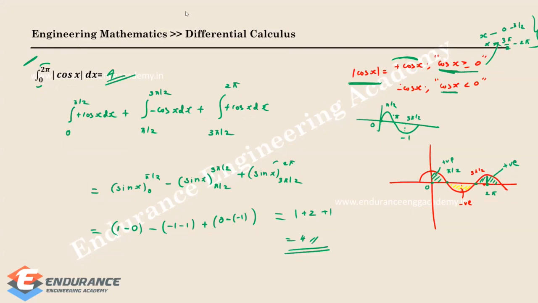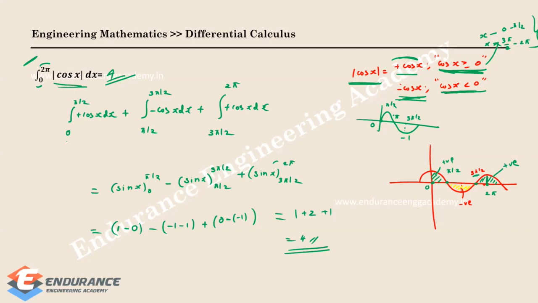See, I need to find out the modulus of cos x. The modulus of cos x will be equal to plus cos x, and also equal to minus cos x, from the modulus definition that we already know. It will be equal to plus cos x when cos x is greater than or equal to 0, and equal to minus cos x when cos x is less than 0. We need to find when cos x is greater than or equal to 0, that is, when cos x is positive. Cos x is positive between 0 to pi by 2, and between 3 pi by 2 and 2 pi.